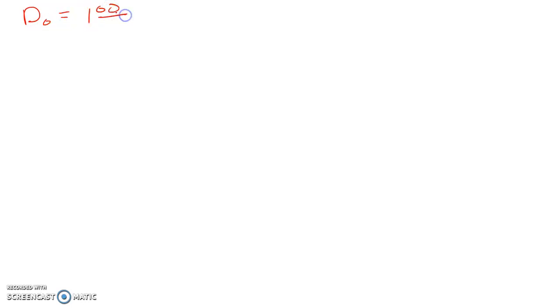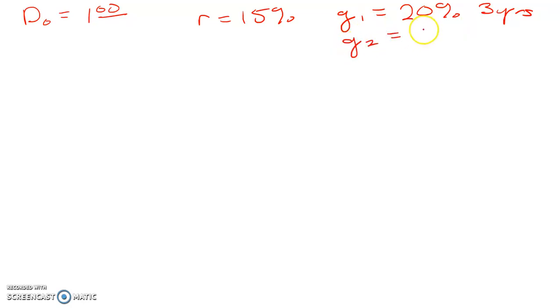D0. Okay, so required rate of return is 15%, and there are two growth rates. I'll use G1, and that G1 is 20%, and that's for 3 years, and then G2 is for perpetuity, that's 5%.